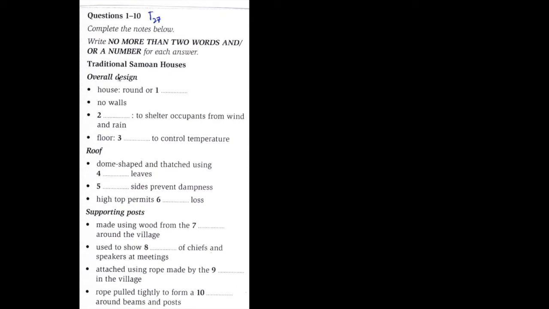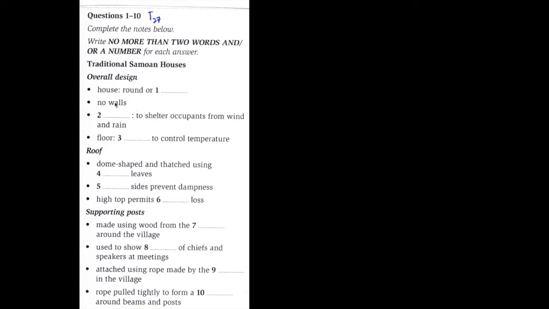In other words, once they hear the word roof, then they should be in number 4. And once they hear, say, the word posts, then they should be in number 7 onwards. Of course, since this is number 1, they should watch out for the word design or even the words overall design. Then eventually, you would have to guide them one by one on what kinds of answers they expect for each item over here. Number 1, for example, is a shape. So what besides round will be quoted by the lady? Take note, this is the traditional Samoan houses.